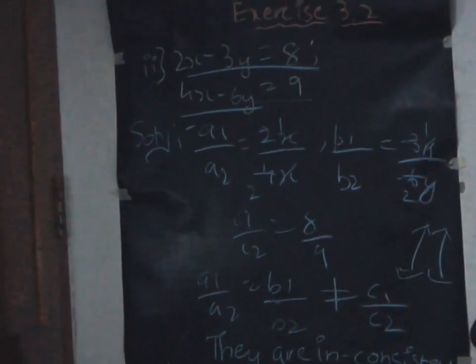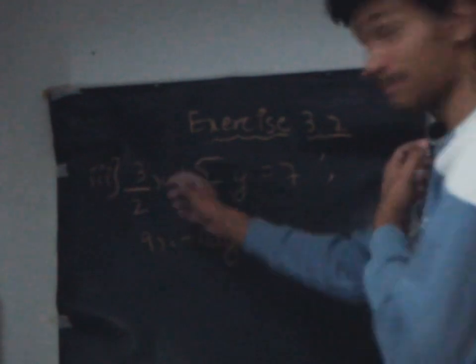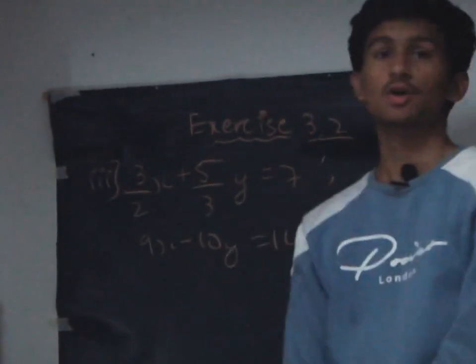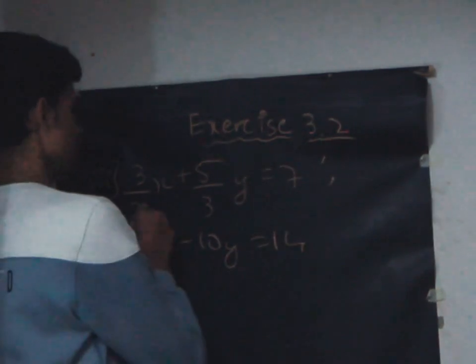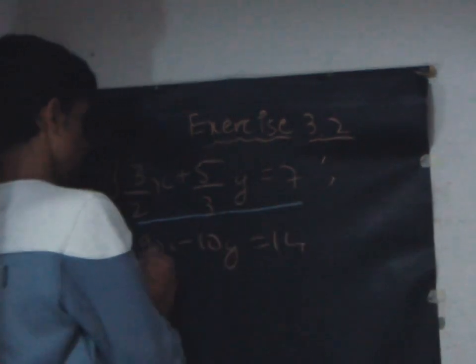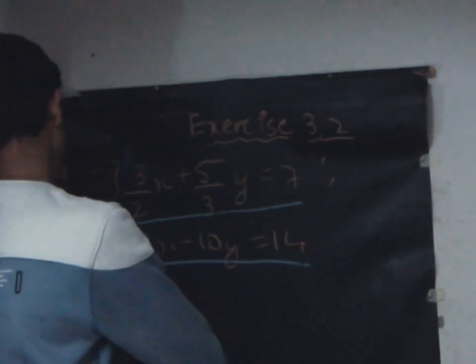So let us move on to the third sub question. This will be the third sub question of the third main question. Let us answer this very easily. This is a quite tricky question, but it's an easy question. 3 by 2 x plus 5 by 3 y is equal to 7. This is the first equation, and then y is equal to 40. This is the second equation. Let us answer in the easiest way.